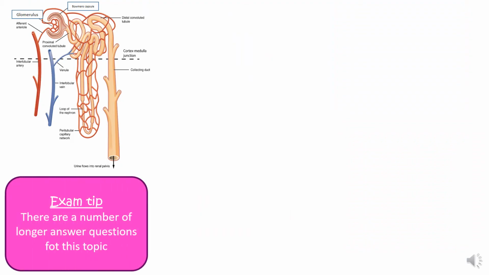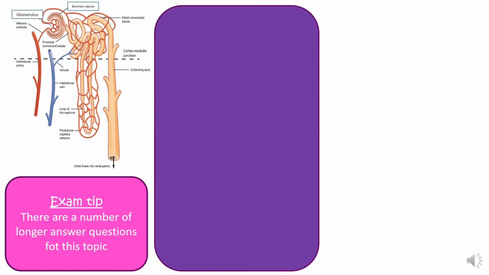So, this is really useful actually. There's lots of exam questions that are like 5 and 6 markers for this topic. So describing ultrafiltration for 5 marks, or describing selective reabsorption for 5 or 6 marks, or describing how ADH affects the collecting duct could also get you quite a lot of marks.